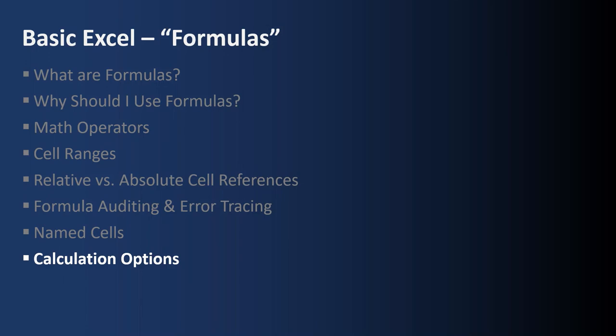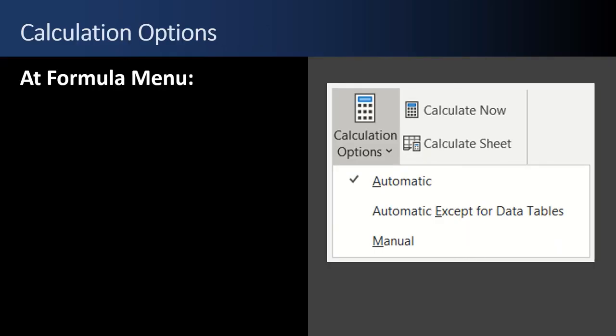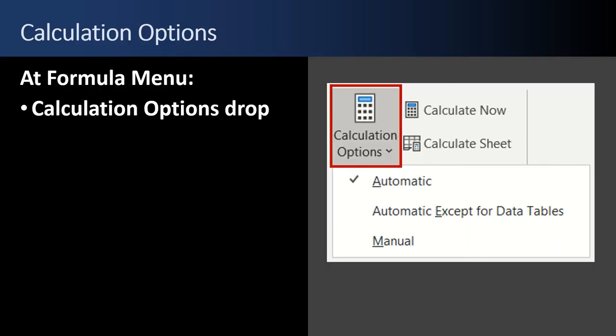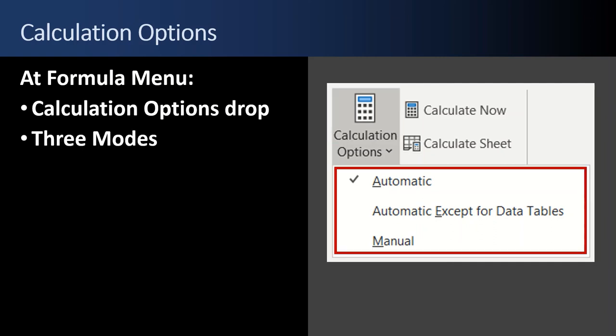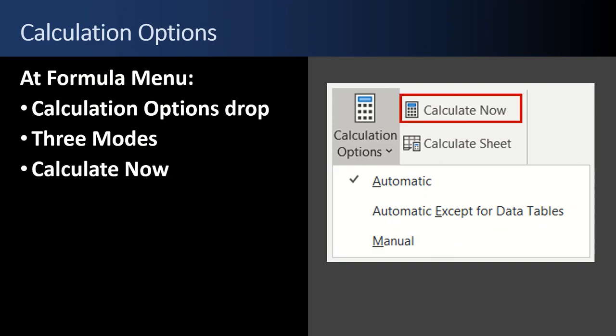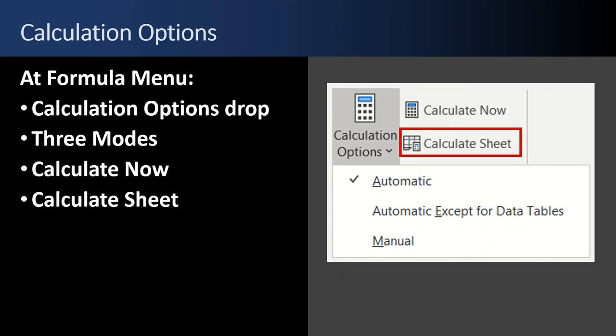And finally, calculation options. At the Formulas menu, there's a Calculation Options dropdown. If you click that, there's three modes that you can choose from: automatic, automatic except for data tables, and manual. There's also a Calculate Now button that manually calculates the entire workbook, and it's used if you're in manual mode. And there's a Calculate Sheet option that manually calculates the current worksheet, not the entire workbook, and that's also used if you're in manual mode.